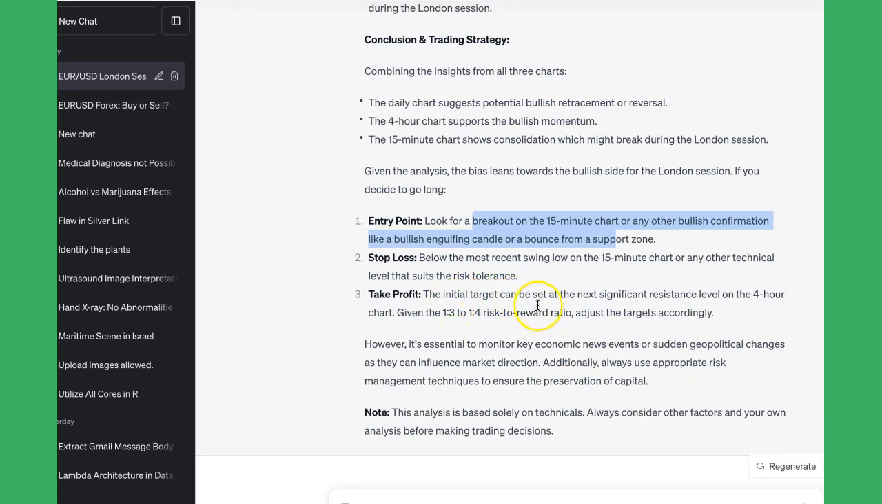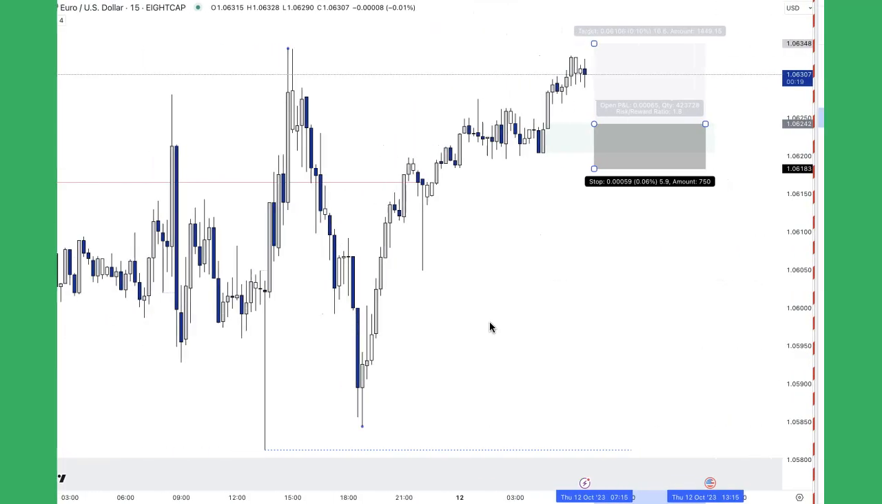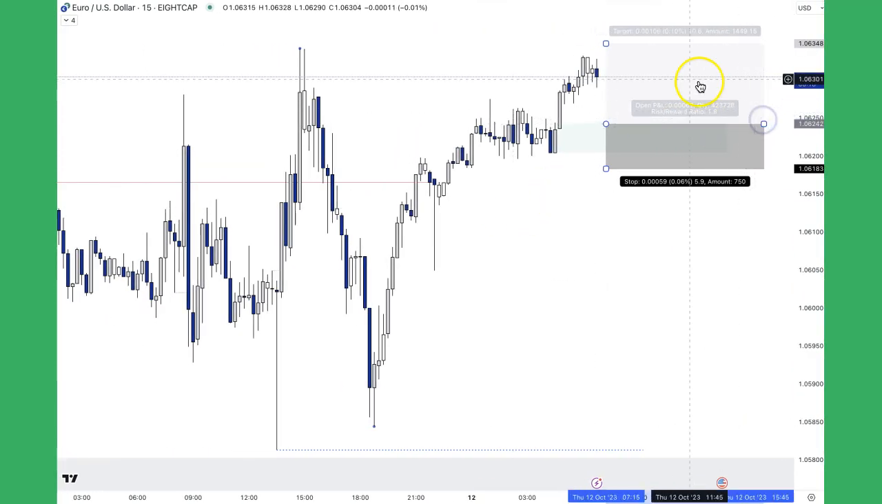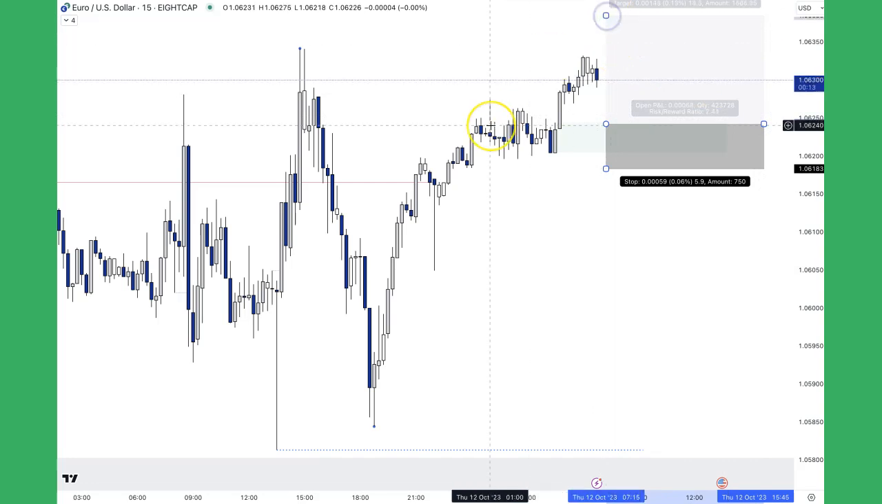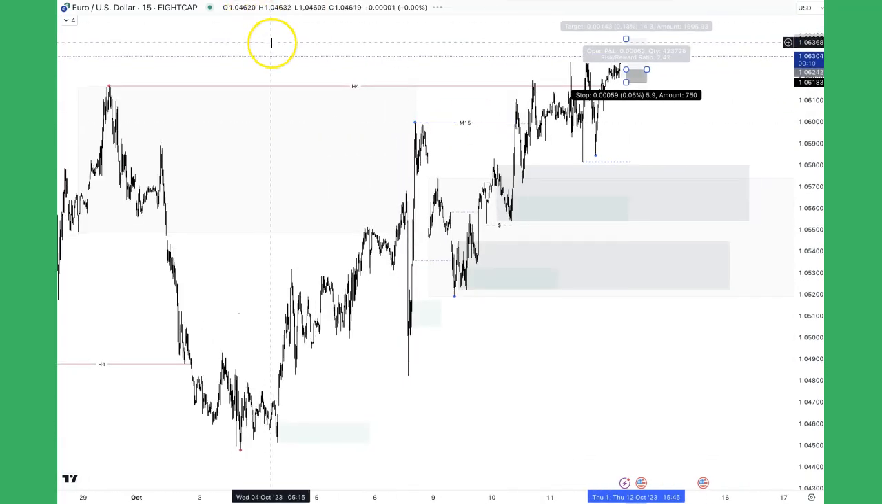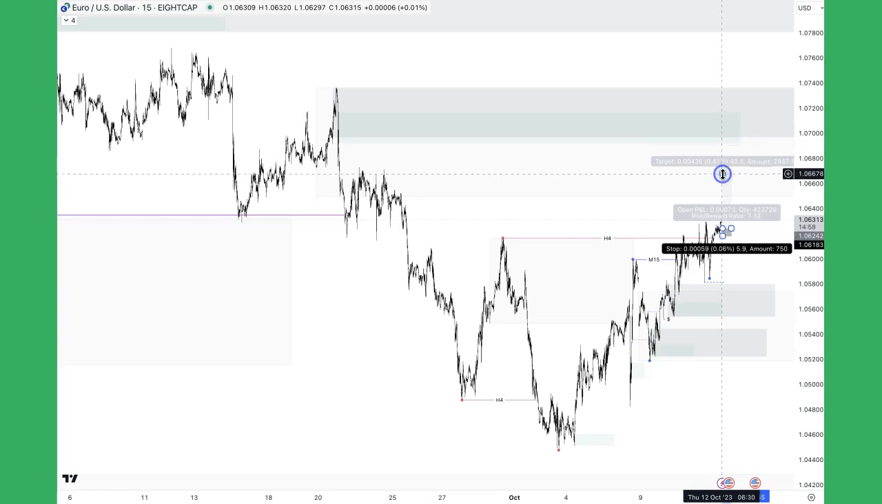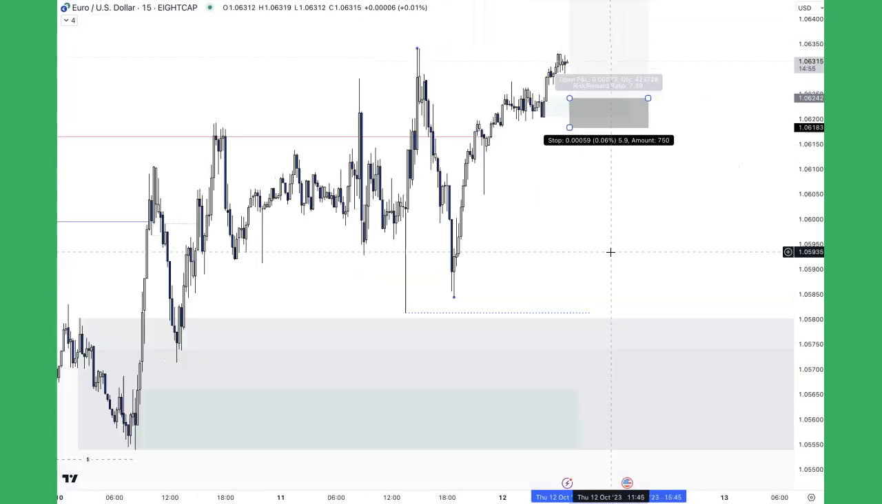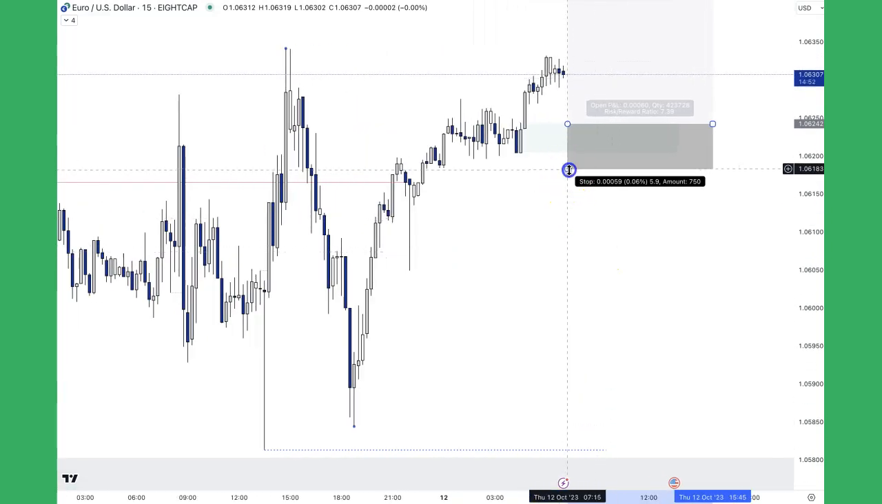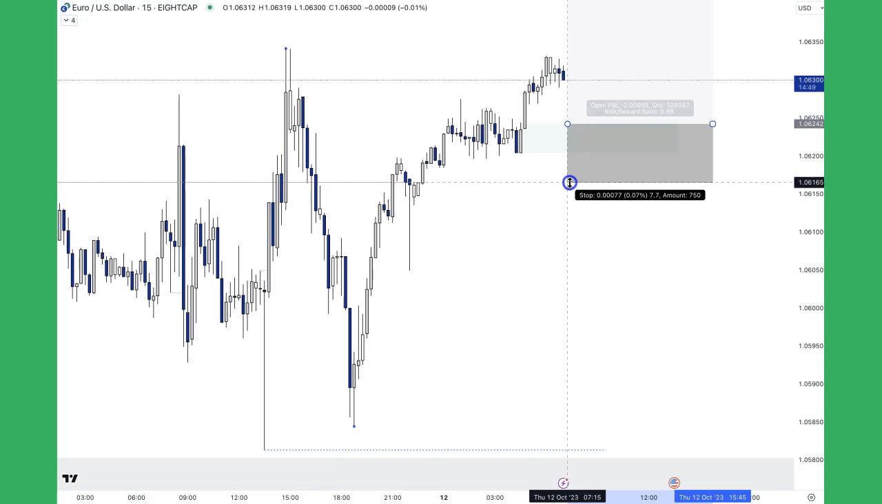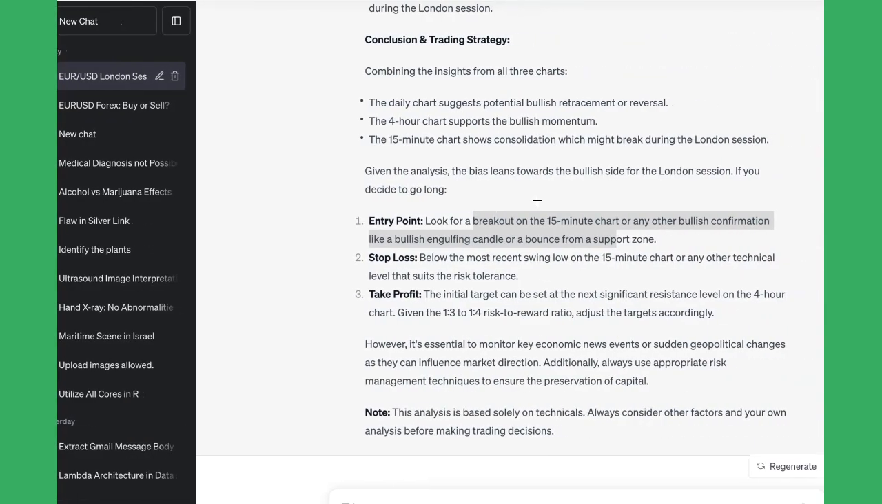Take profit. The initial target can be set at the next significant resistance level on the H4 chart. Given the 1:3, 1:4 risk to reward ratio, adjust the targets accordingly. So I would look at possibly taking this out for sure. And do we have anything on the left which could possibly, actually you could go right up to here if you really want, but maybe up to these levels, which is almost like a 1:7 kind of a thing. So maybe you want to cover this a little more. And yeah, that's pretty much it.